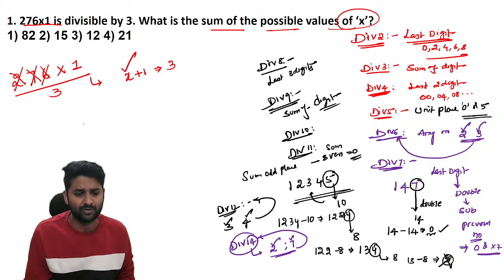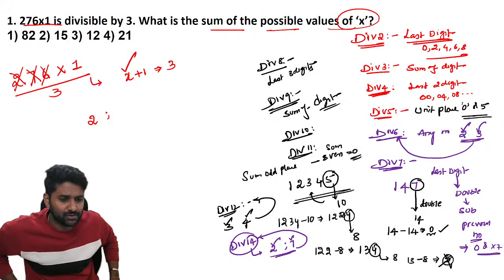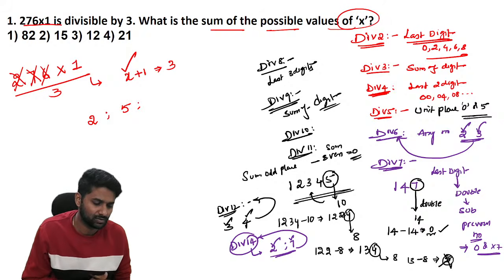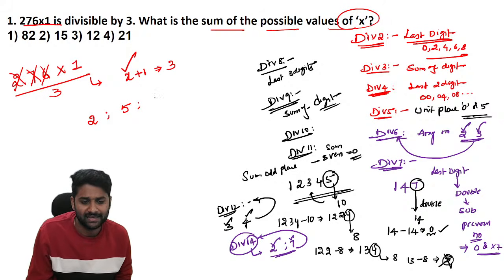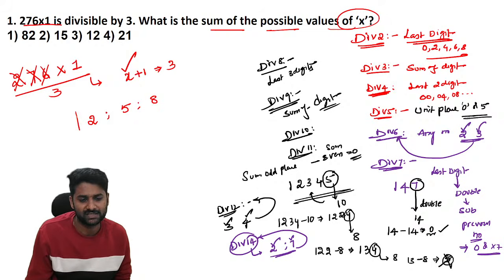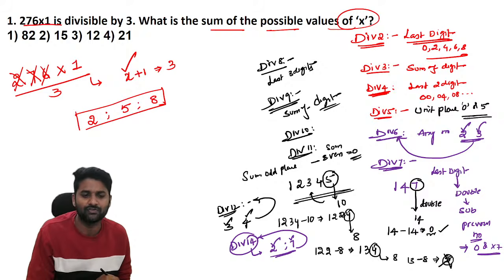So what are the possible values of x? You can replace x with 2. 2 plus 1 is equal to 3. It is divisible by 3. Now x is replaced with 5. 5 plus 1 is 6. Again divisible by 3. Now x is replaced with 8. 8 plus 1 is equal to 9, divisible by 3. So these are the three possible values of x.